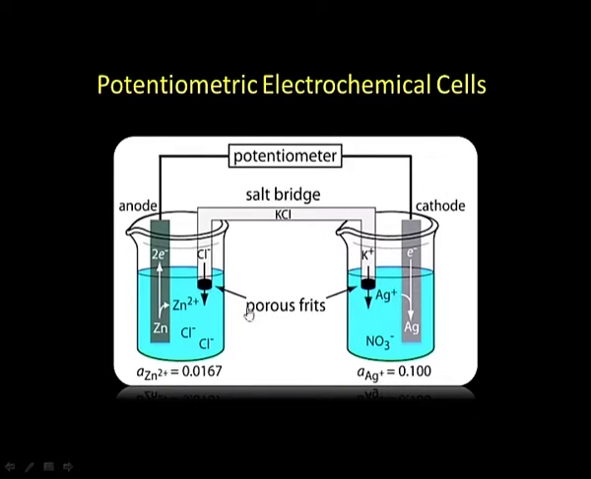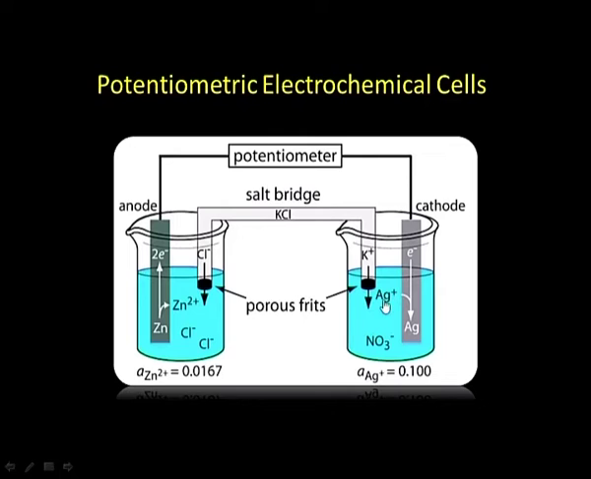Now, when we pass electric current, the zinc which is present in the plate is ionized to give Zn2+, and 2 electrons are evolved which travel through the wire to the potentiometer and come to the cathode, where silver takes these electrons and gives silver ions in the solution.